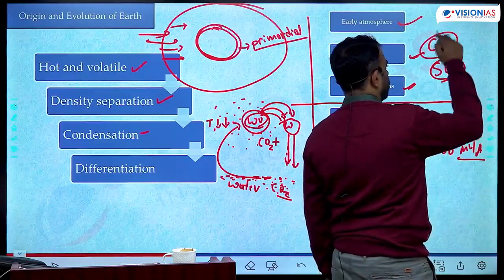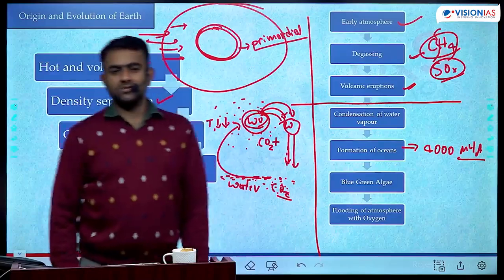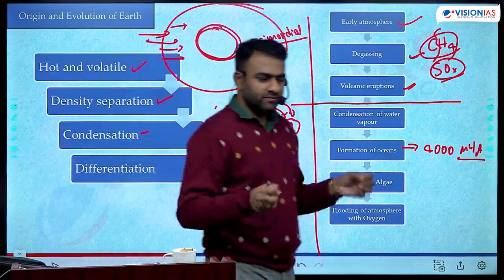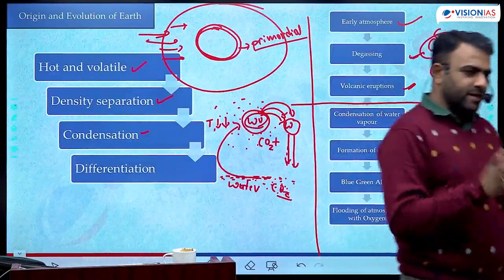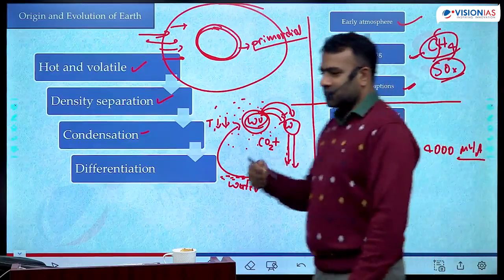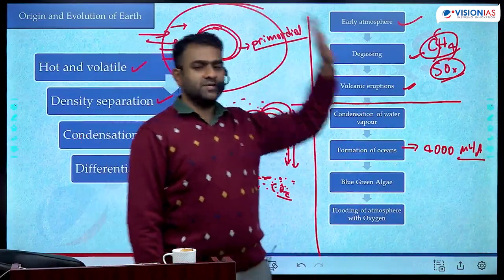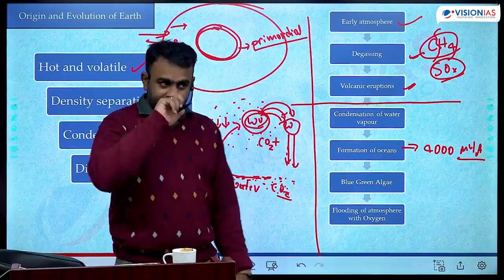Methane gets photodissociated. Photodissociation is the process through which it breaks down. When high energy radiation passes through it, it breaks down into carbon and hydrogen. Carbon merges with oxygen and forms carbon dioxide. Again, it comes down. Hydrogen being very, very light, it escapes into the outer atmosphere.